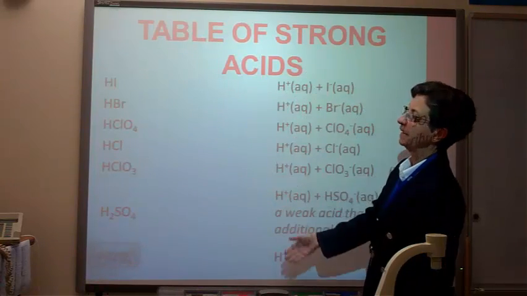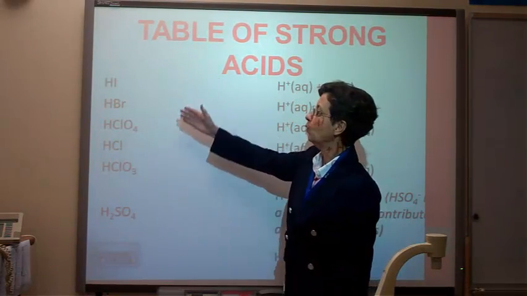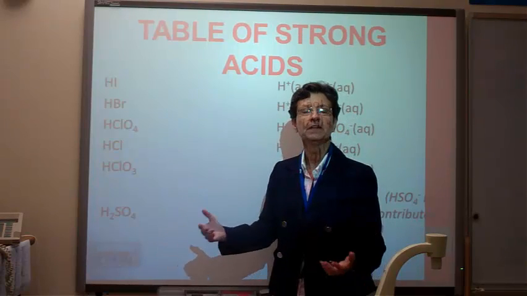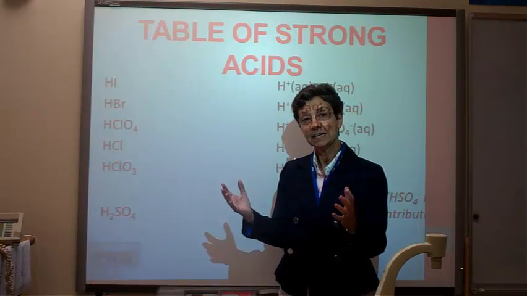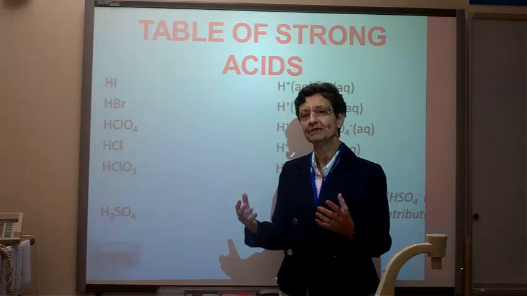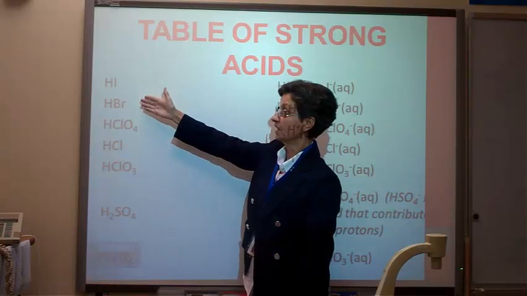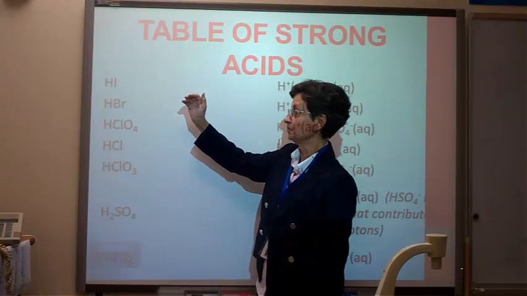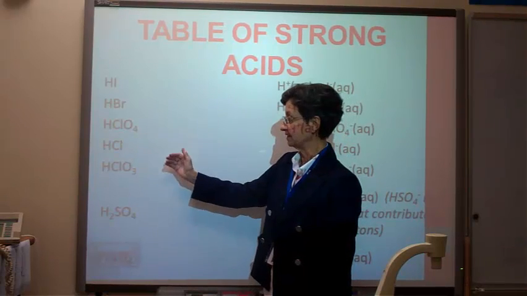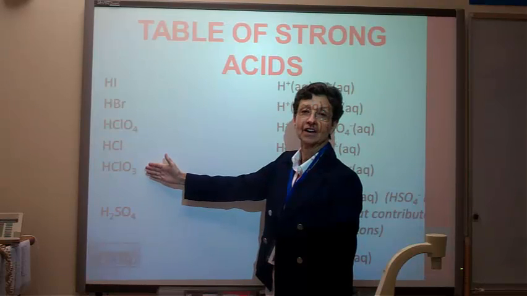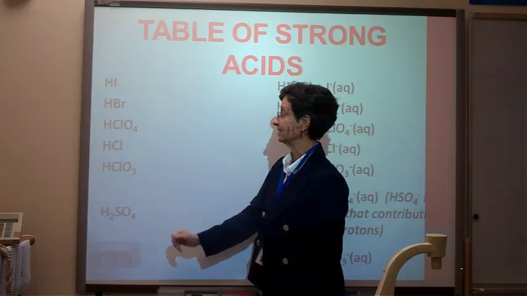All right, so here's a table of strong acids. All of these acids are very strong. Why are they strong? Well, simply because they dissociate at a very high rate. 98%, 99%, maybe even 100%. Notice that we have hydroiodic acid, hydrobromic acid, perchloric acid, hydrochloric acid, chloric acid, and sulfuric acid.